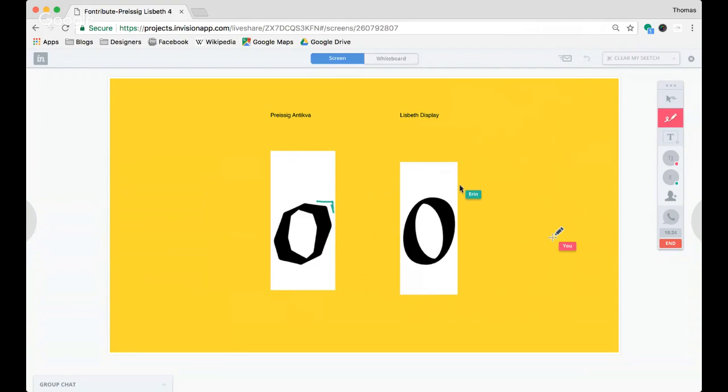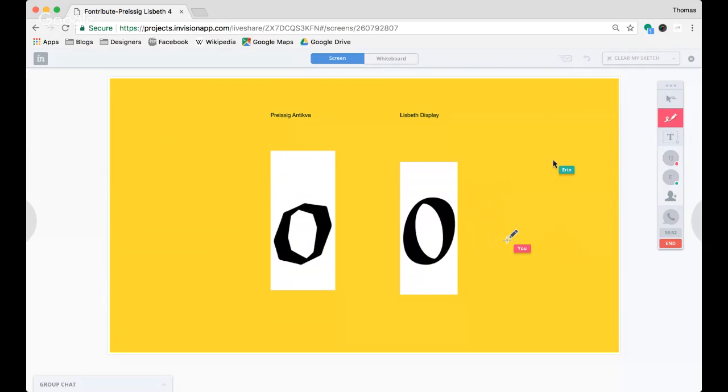I mean, they actually kind of have a similar axis angle happening, but we've got the pointy approach on Preissig, and Lisbeth actually chose, so we noticed those kind of wedge shapes before, and in this case that wouldn't really work for an O, so the designer decided to just make a simplified form, but still kind of keeping the same weight angle happening. So what do you notice?